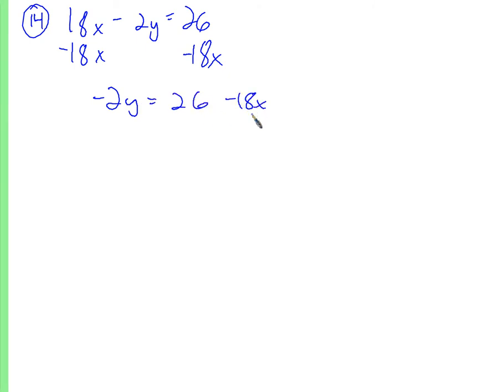Don't do 26 minus 18, right? They're not both numbers. 26 is a number, 18 is attached to x, so 18x is actually like a variable altogether. All right? And then you divide by negative 2. So y equals negative 13 plus 9x. You'll divide everything by negative 2. Everything up here.